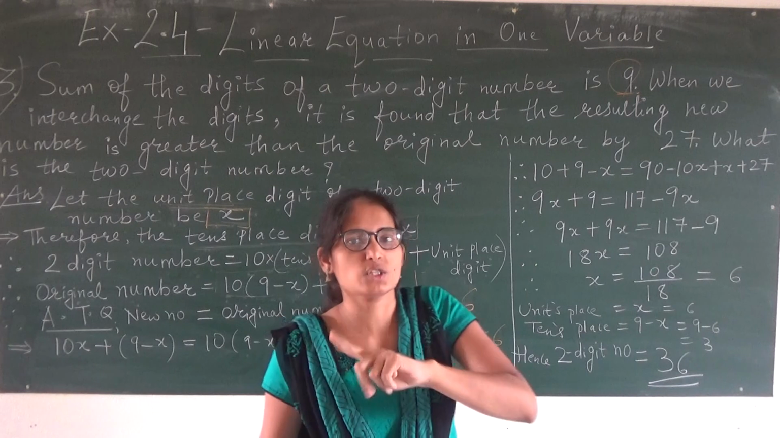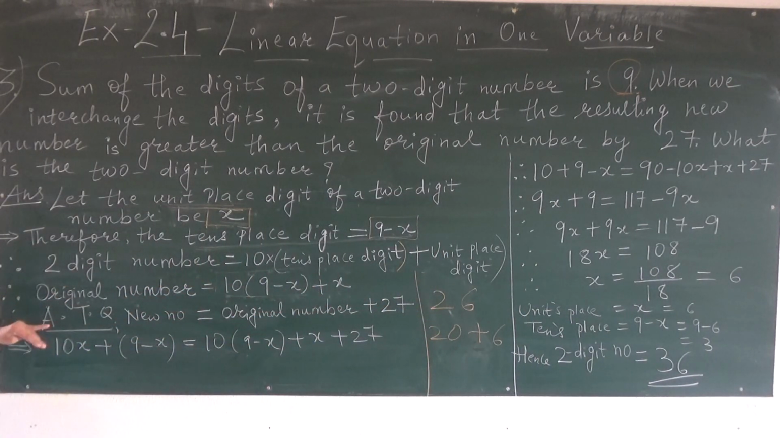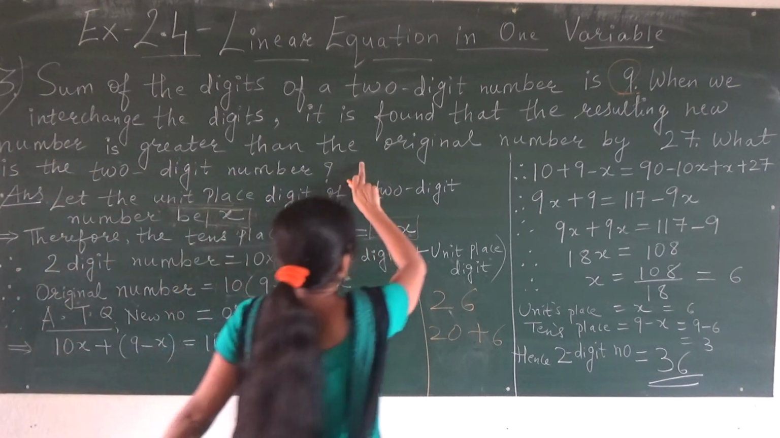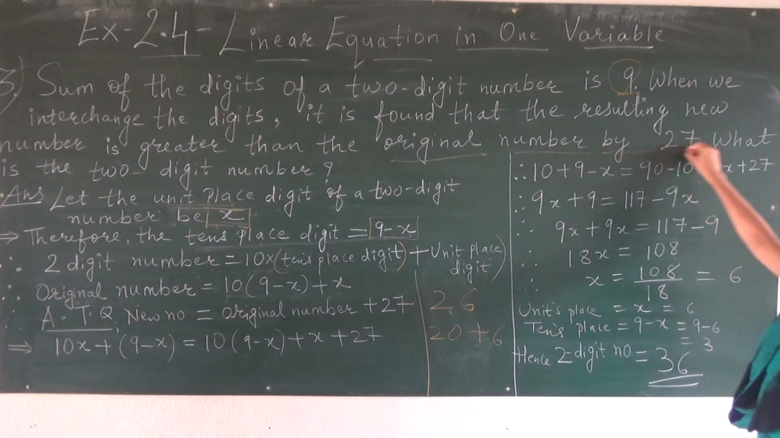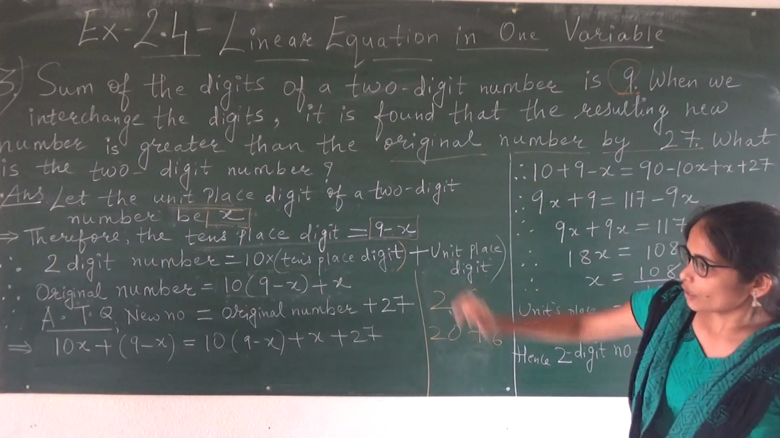2-digit number. Tens place plus ones place. So this is our original number. Now the question. According to the question, the new number is 27 greater. It is given that the new number is greater than the original number. Okay, the new number is greater than the original number by 27. So with the help of this, we will get our equation.